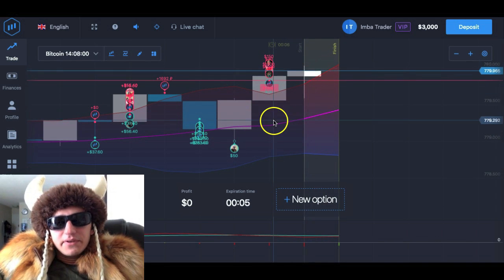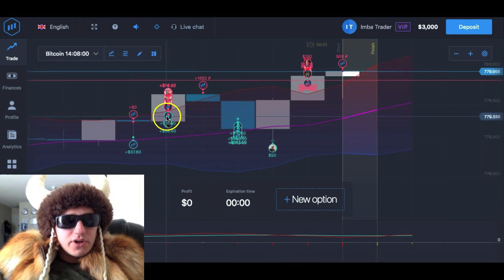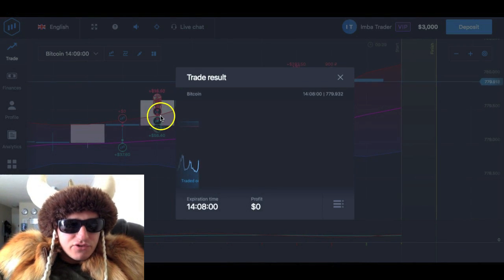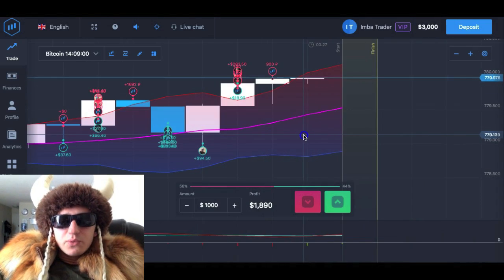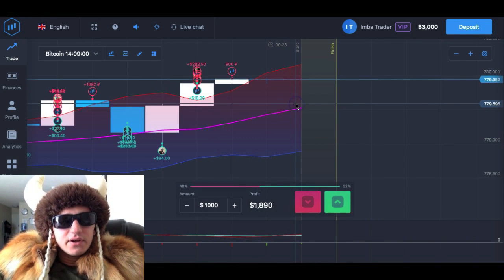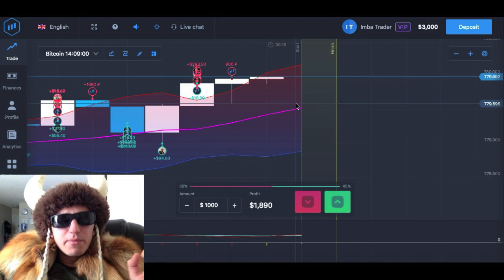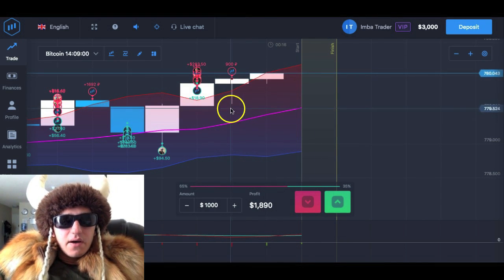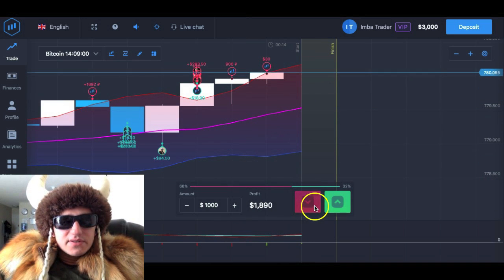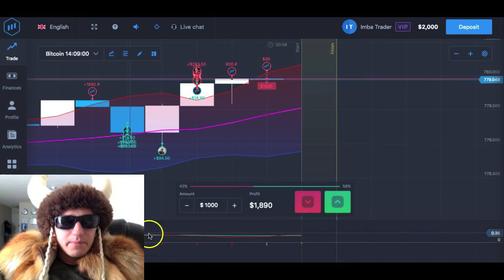Let's see if it's gonna work out here. So if you take a look at the previous trade, okay, we lost this one. No problem, it happens. You can't always win, you can't predict the movements. So let's see once again. We got 12 seconds. One more put stake.